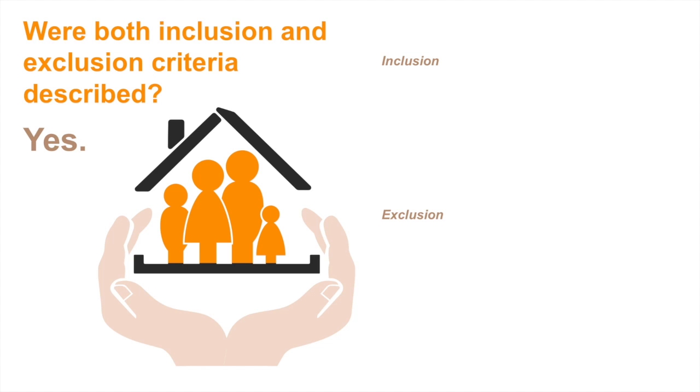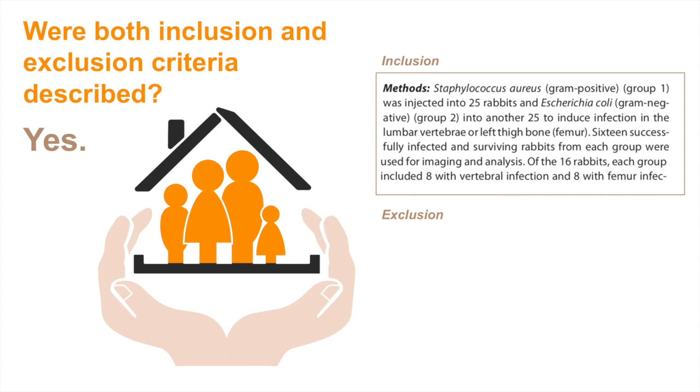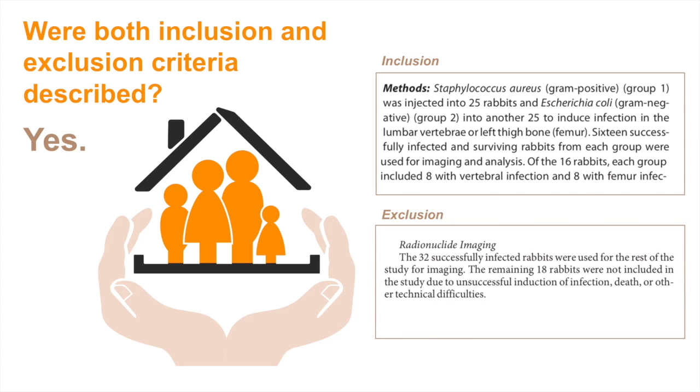Were both inclusion and exclusion criteria described? The answer is yes. So we can see in the article that the methods of inclusion supported that there were two groups used, each group containing 25 rabbits. Out of the 25, 16 successfully infected and surviving rabbits from each group were used for the imaging and the analysis. And of the 16 rabbits, each group included 8 with vertebral infection and 8 with femoral infection. While on the other hand, the exclusion criteria was also mentioned that the 18 rabbits were not included in the study due to unsuccessful induction of infection, death, or other technical difficulties.